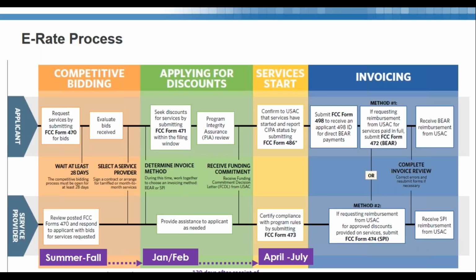All right, so we already looked at this slide, the E-rate process, but I just wanted to throw some dates in here, and I apologize if you can't see the bottom of my slides. The competitive bidding process really is that summer to fall time frame. Starting in July, it can keep going through April 13th of this year, but for the most part, the action's happening July through September, October. And then you're waiting at least 28 days once that bid evaluation has been received.